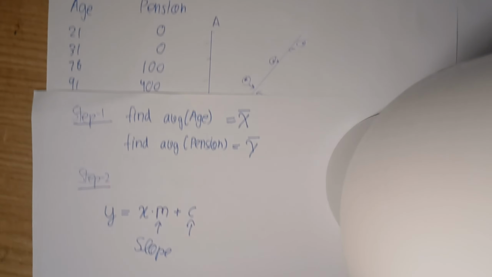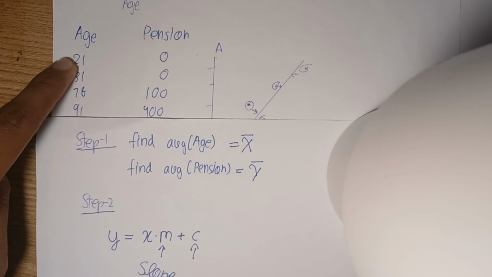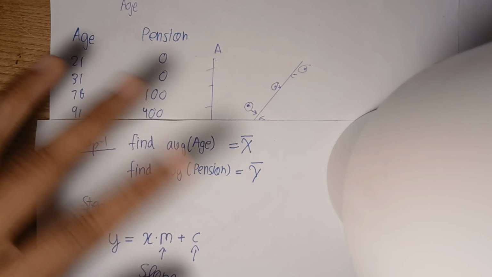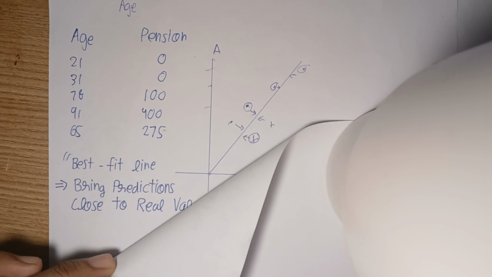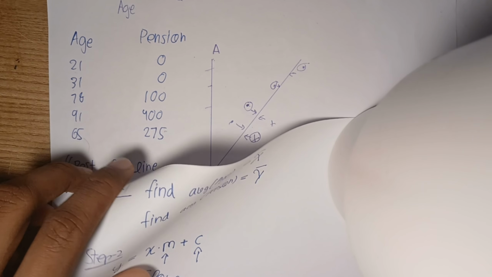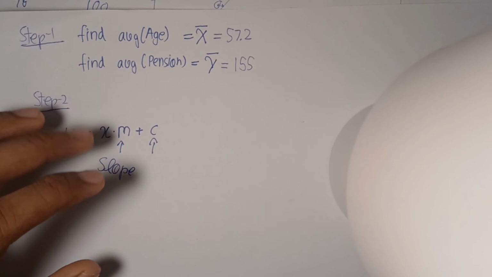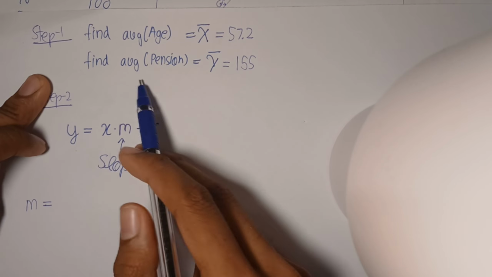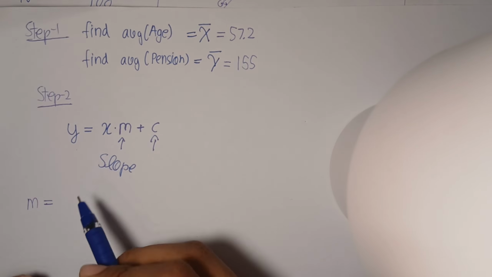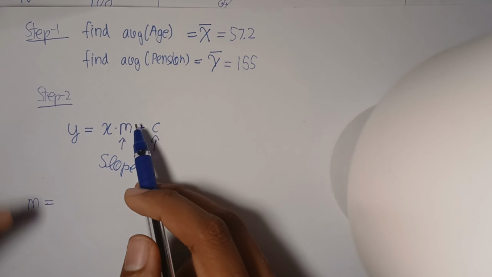So here, for example, as you can see, my ages are 21, 31, 78, 91 and so on. So I'm quickly going to evaluate their average age and their average pension. Alright, with that said, our average age is 57 and our average pension is 155. Now, how do we find the slope value?